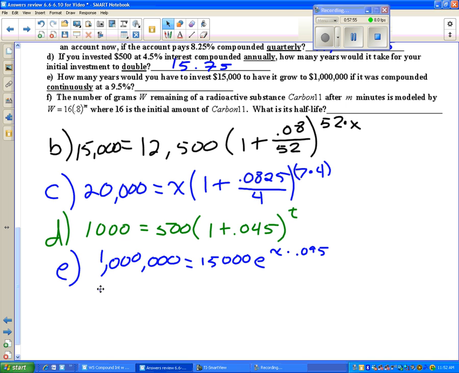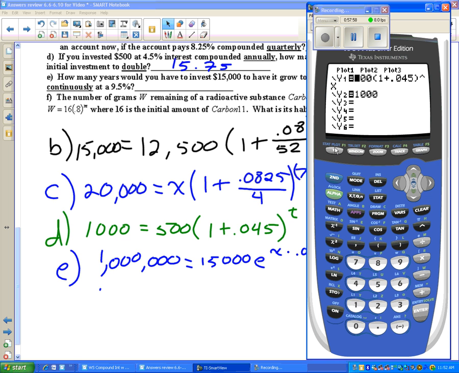Okay, so I'm going to get out my calculator again. I'm going to go to y equals. I'm going to plug in my $15,000. But instead of doing an equation, I'm going to go e to the 0.095 because it's 9.5% times x because I don't know how many years. And I want this to be $1 million. Now that's a huge amount of money. So I need my y to be greater than $1 million.